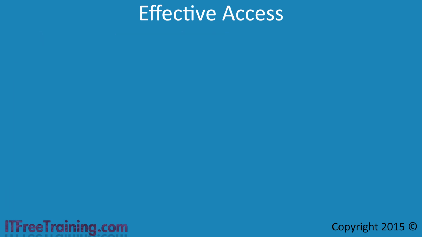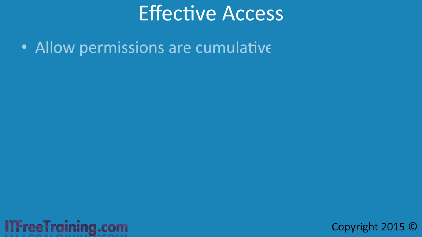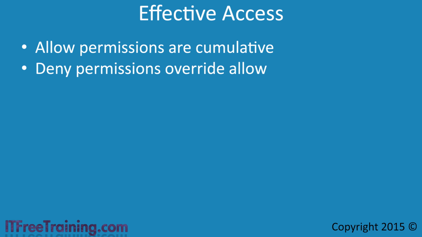With effective access, there are 3 points to remember. First, allow permissions are cumulative. Any allow permissions will be added together to obtain the final result. The second point is deny permissions override allow. Windows will always check for deny permissions first. If it finds any, the user will be almost always denied access regardless of how many allow permissions have been configured for them.